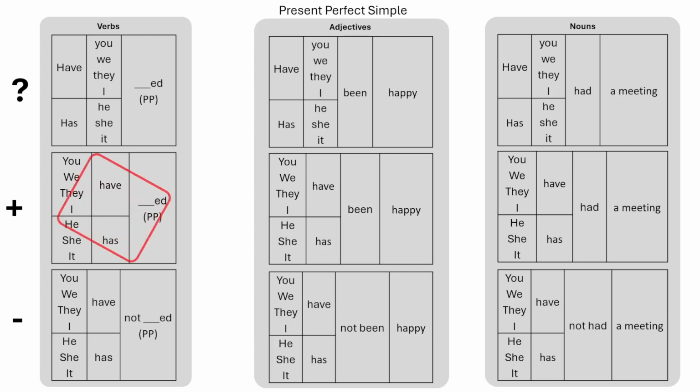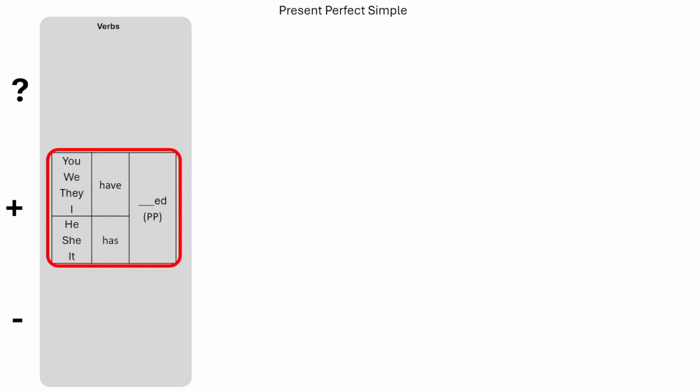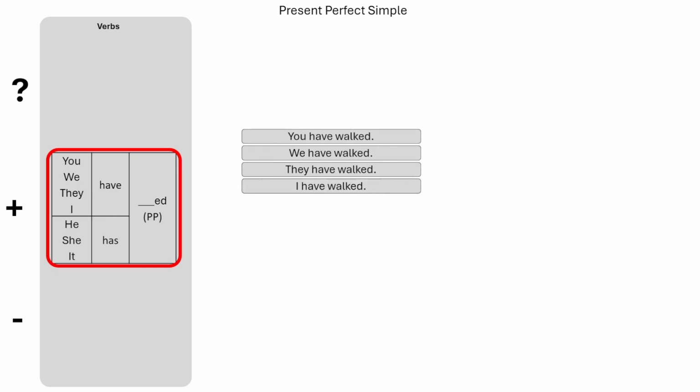And we're going to start here. So in the present perfect, you would say, you have walked, we have walked, they have walked, and I have walked. But for he, she, and it, we use has. So we would say, he has walked, she has walked, and it has walked.